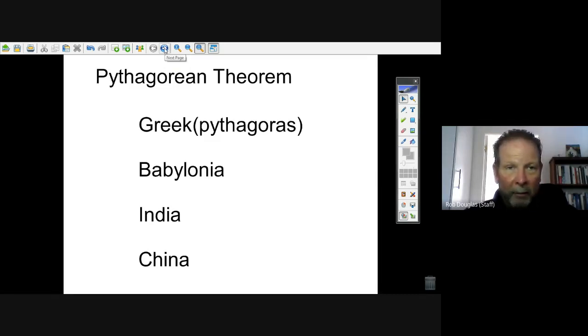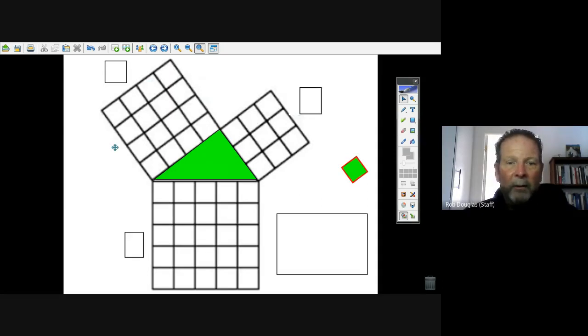Okay, anyways, here we go. I want you to start off. We're going to look at this triangle here, this green triangle in the middle of the page. Now, it's a special triangle. We call it a right angle triangle.